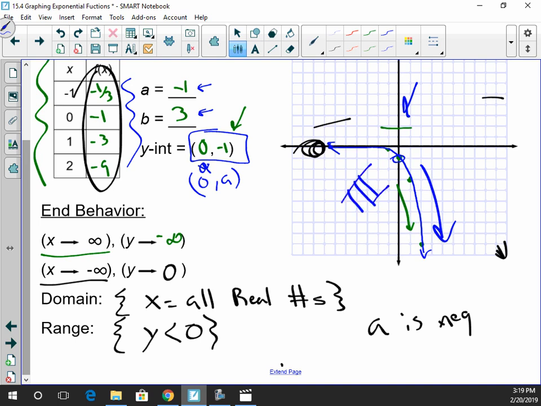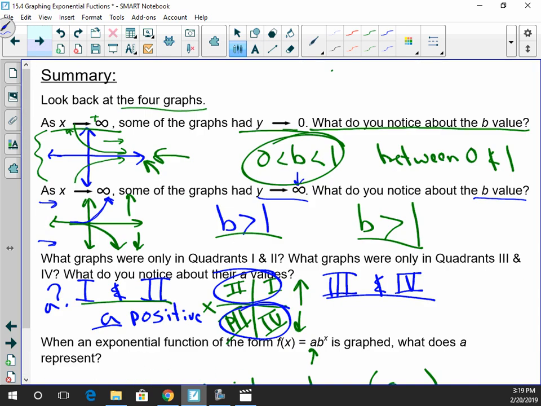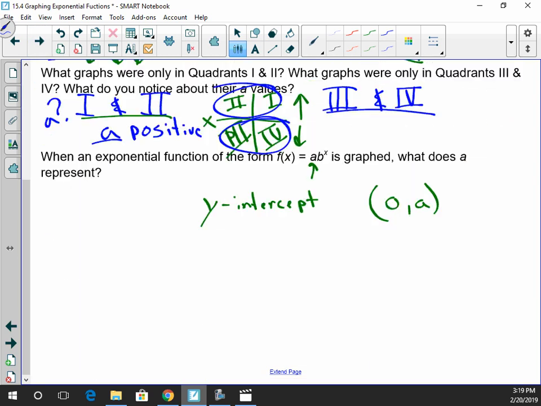Yes, it did. So, in general, how do we get our graph to be in quadrants 3 and 4? How do we get y values in quadrants 3 and 4? We have to have a negative a value. Okay. And the last question, I think we beat this pretty well.